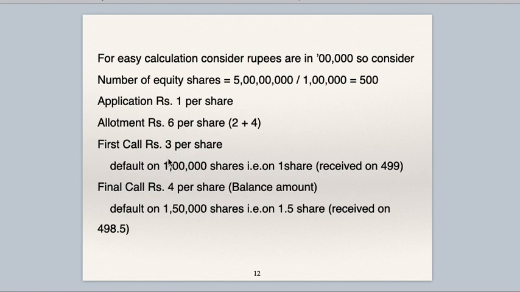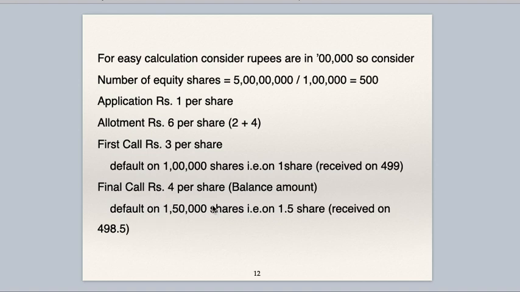They have not received first call on 1 lakh shares. 1 lakh divided by 1 lakh. So that means on 1 share they have not received first call. 500 minus 1, they have received it on 499 shares. Balance amount they have called on final call. This we have already discussed. Final call money is 4 per share.